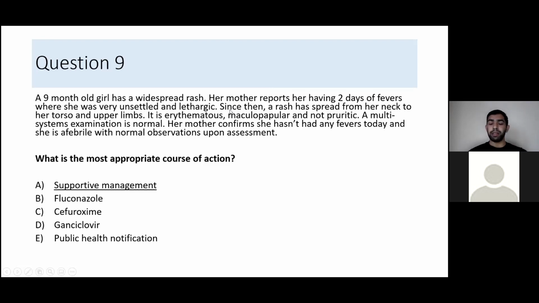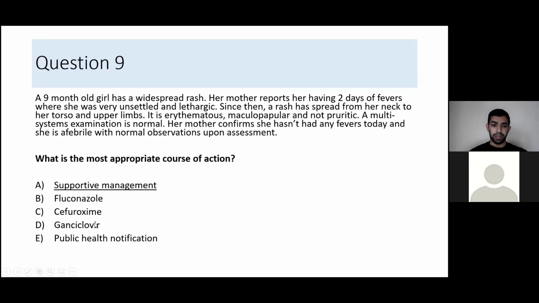Let me start again. The key thing here is when children have high-grade fevers, are quite irritable, and then shortly after the fever subsides, they then get this widespread maculopapular blanching rash that is not itchy. And that is quite in keeping with Roseola. It is very benign, and you just need to reassure the parents that this will fade with time. So that's all you need to do. It is not a notifiable disease.